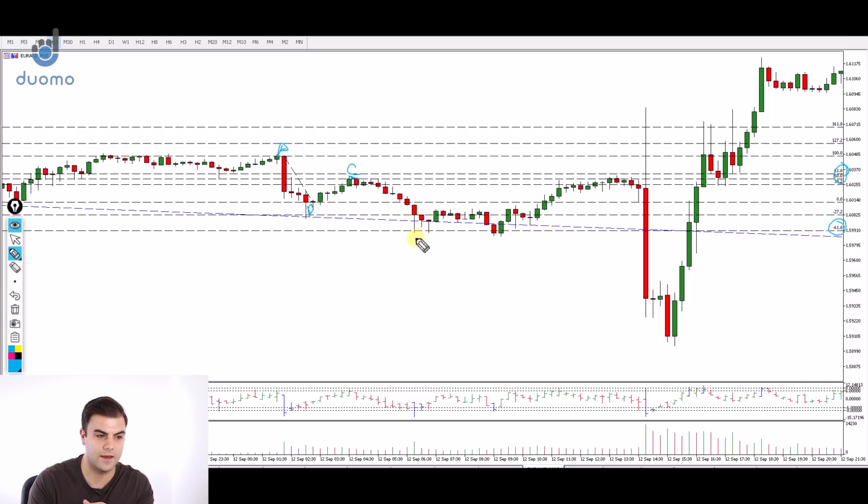Now, you will see that basically it was this candle here. The close of this candle was my entry, so here. And I posted that on the Instagram story. Maybe we could put it on screen so that you can actually see that.